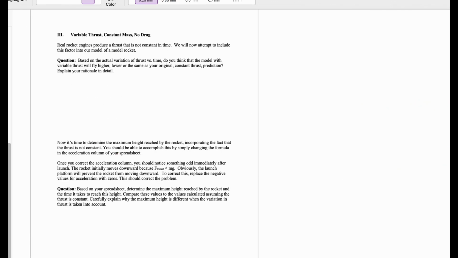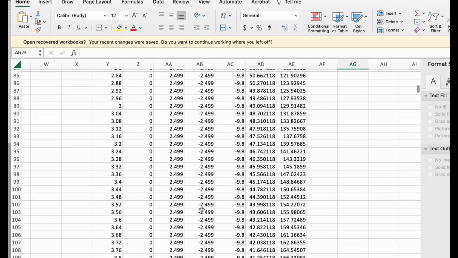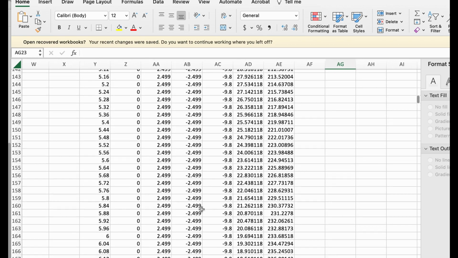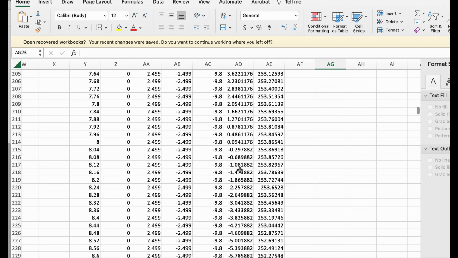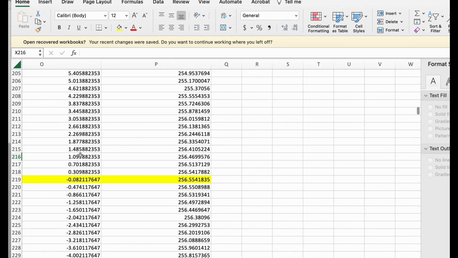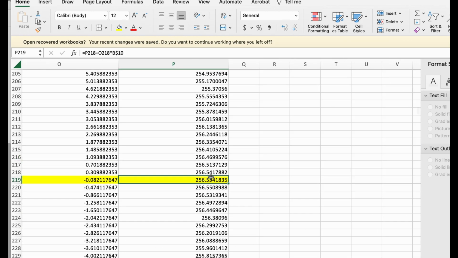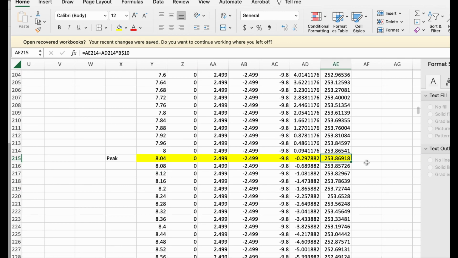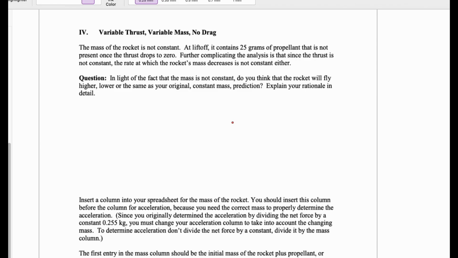Let's check it out. Look for the peak, the very highest point. It occurs at around 253.869. This is the peak. Similar? Pretty similar. 256, 253. The difference is probably just due to the inherent error in the spreadsheet calculation. It's just an approximation. Now let's do variable mass.